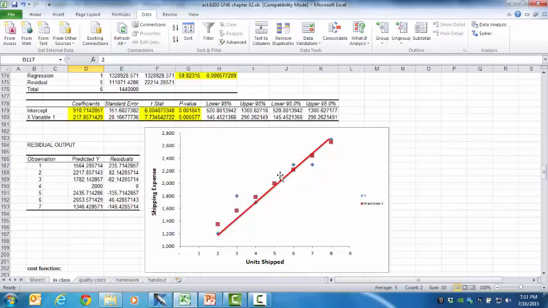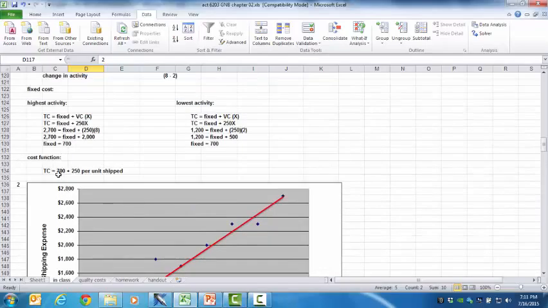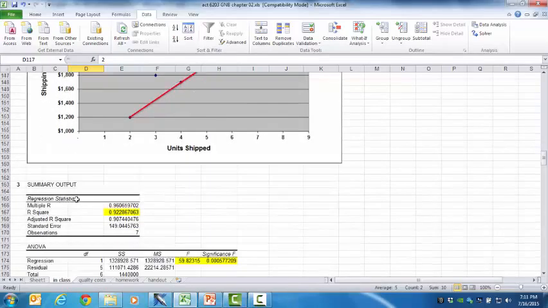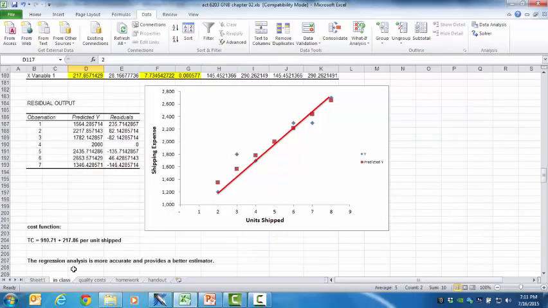So when that moves up, it's flattening out the line, so the slope is going to decrease, but that's going to cause it to strike higher on the y-axis, so the intercept is much greater. So notice 700 plus 250. This here is 910 plus 217. And of course, following up this question, the regression is much more accurate, provides a better estimate.